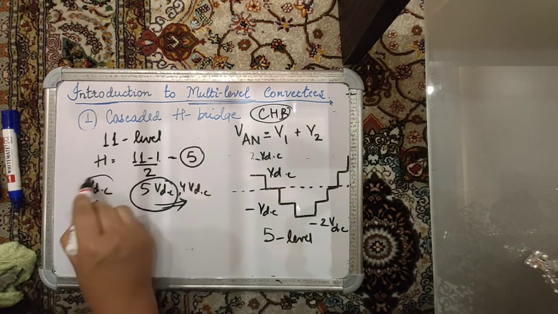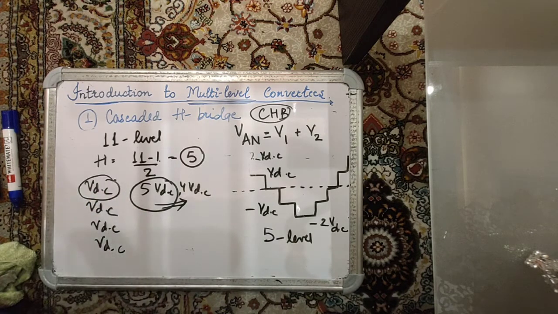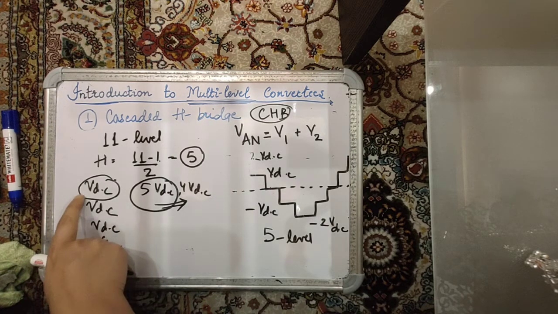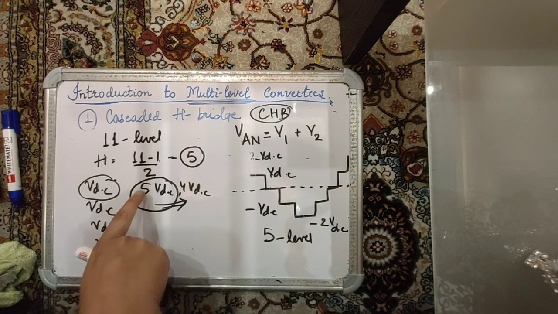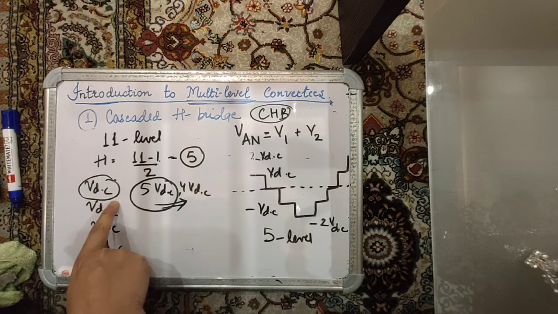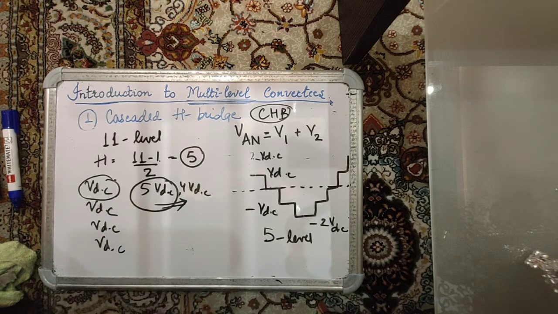But each device will be rated only at VDC, because each device will be placed within an H bridge, and the devices in an H bridge are rated to the input DC link, and each input DC link will only be VDC. So you will see that the output voltage is much more as compared to the rating of the device. The rating of the device is 1/5 times the highest level in the output.